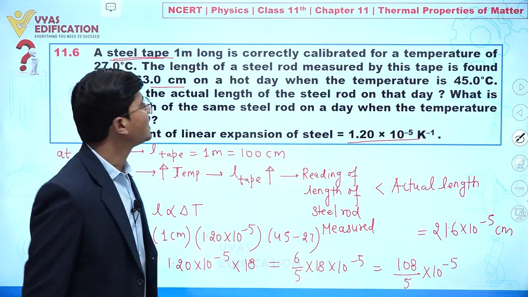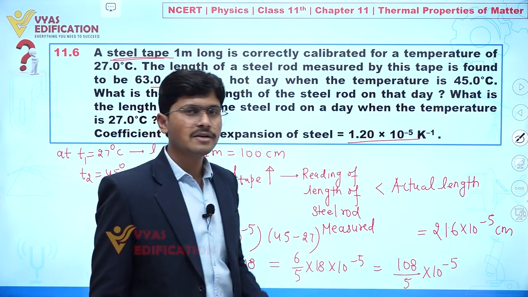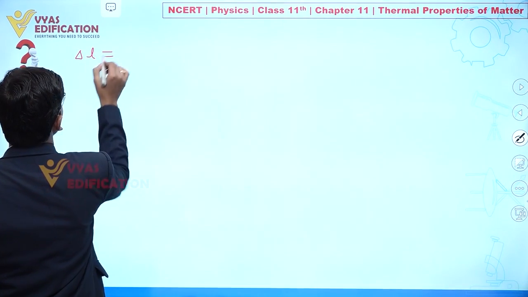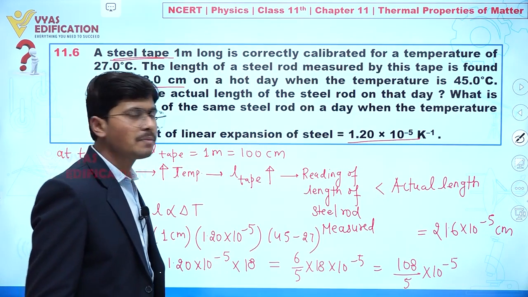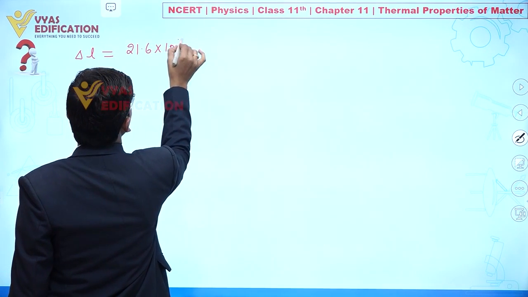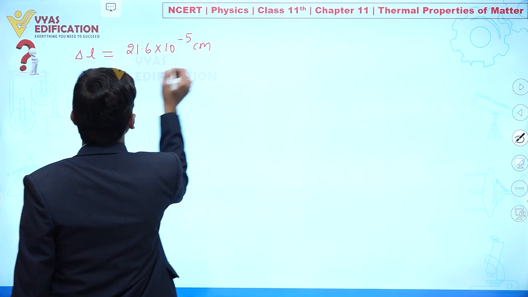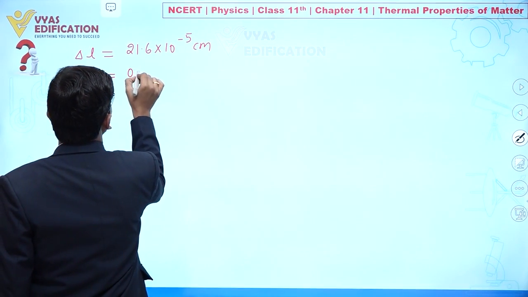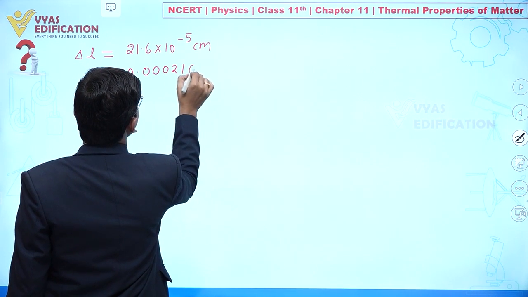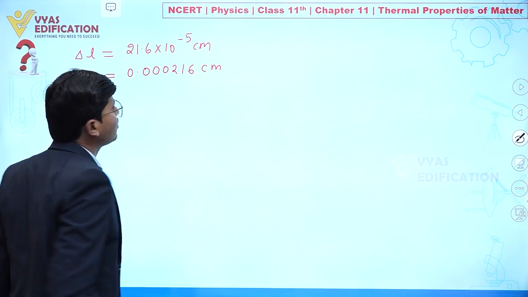This is elongation in steel tape. Clear to everyone? Yes. So from here you can write this value like this: delta L is given by 21.6 into 10 to the power minus 5 centimeter. Clear? And this is equal to what? We can say 0.000216 centimeter. Clear to everyone?